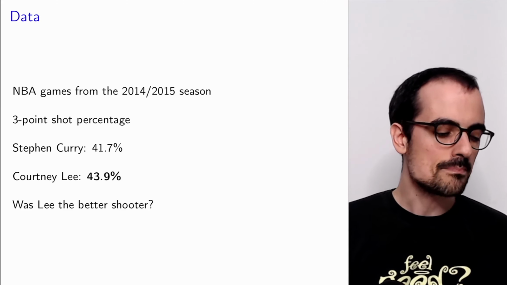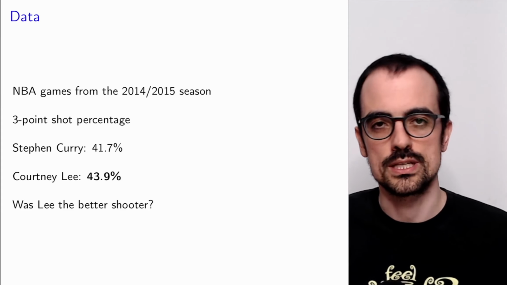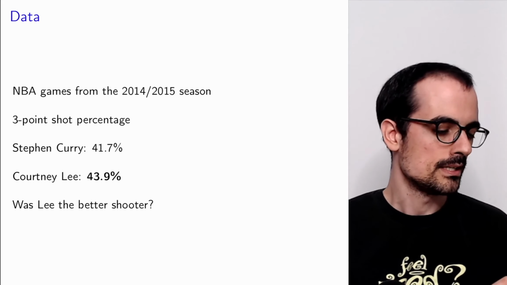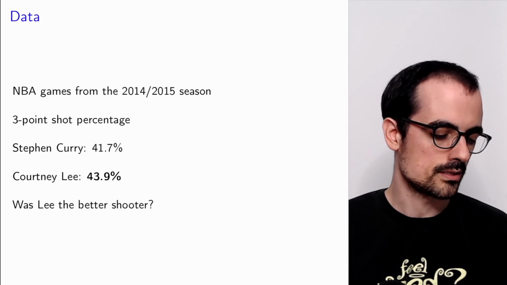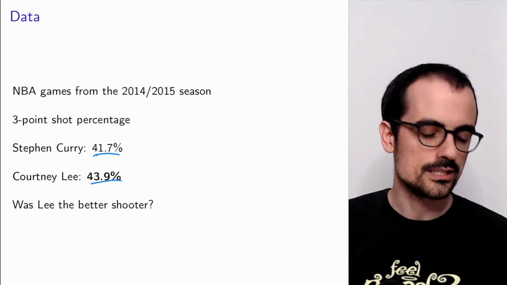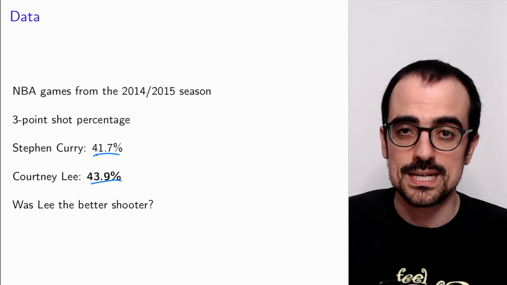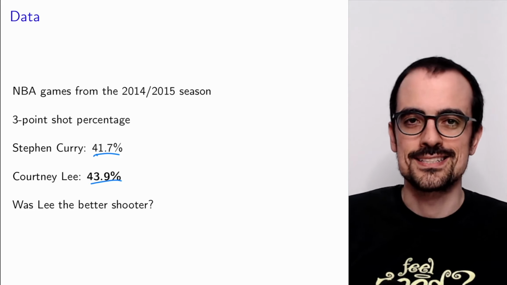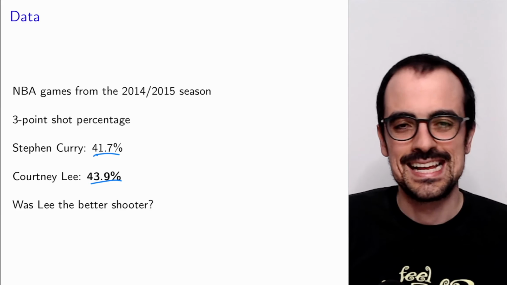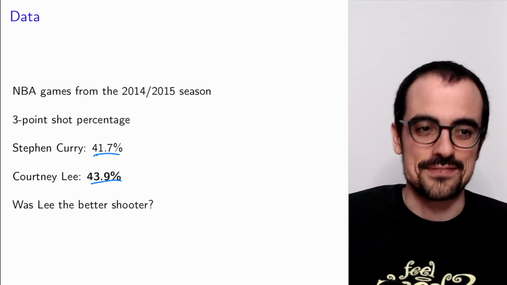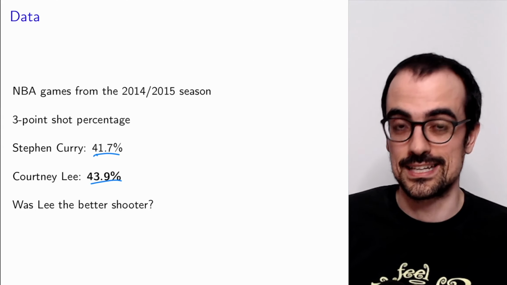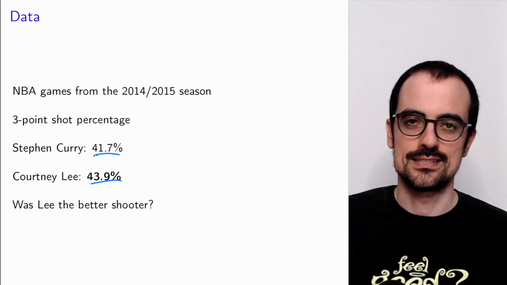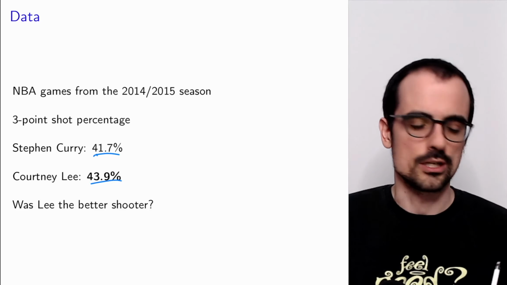So we have this example with NBA games from the 2014-2015 season. We look at 3-point percentage, and suddenly we see that Stephen Curry has a worse 3-point percentage than Courtney Lee. So if you know nothing about basketball, you would say, oh, I guess this Courtney Lee person shoots better than this Steph Curry person. And you couldn't be more wrong, right? Because Steph Curry is essentially the best shooter in the history of the game. You can go to YouTube and look at some highlights. It's just insane how he shoots. So what is going on?